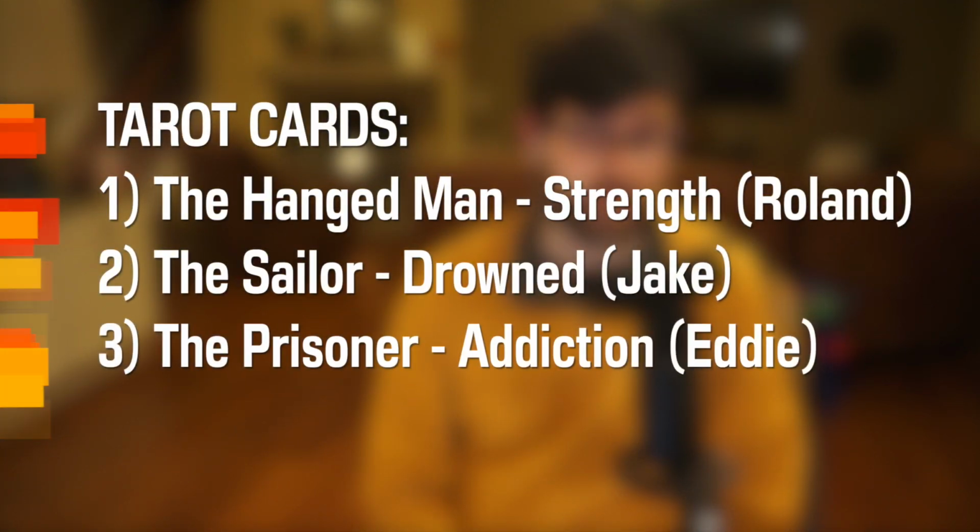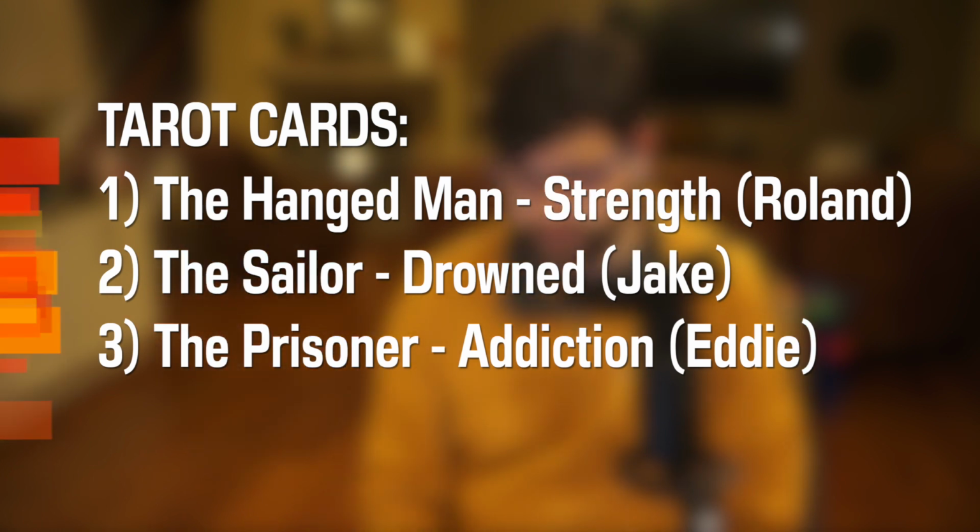But the tarot cards are so vitally important to understand what's going on, right, and to see some of the foreshadowing that's going to take place later. So the first one was the Hangman, which represents strength, a.k.a. Roland. The second one was the Sailor, who drowns, a.k.a. Jake, both from the previous book, if you will.